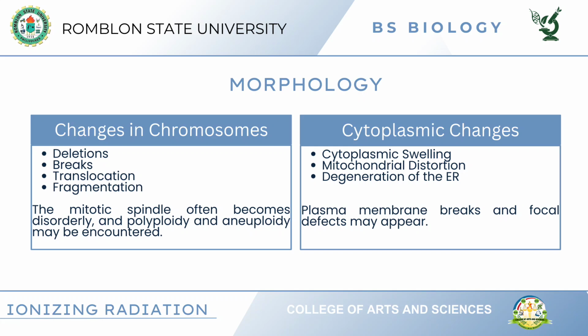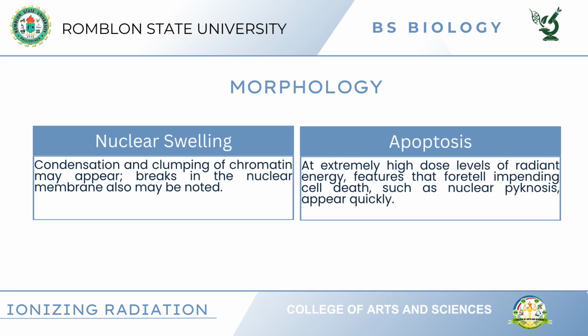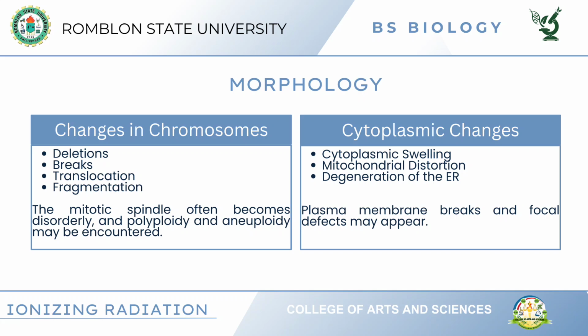Or yung affected area, it may lose function depending on the organs. Like, for example, first lungs, intestine, and skin. So now, let's proceed to morphology. So, mayroong changes in chromosomes, cytoplasmic changes, nuclear swelling, and apoptosis.